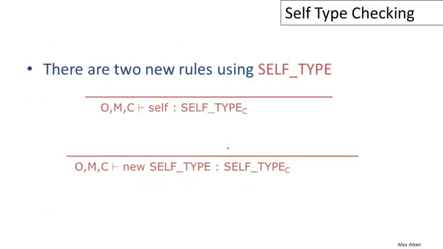There are two new rules for self-type. One involves the self-object. So the self-object has type self-type sub C. And notice that this is one of those places where we need to know the enclosing class so we know what kind of self-type we're referring to. And similarly, there's a rule for allocating something of type self-type. So the expression new self-type also produces something of type self-type sub C.